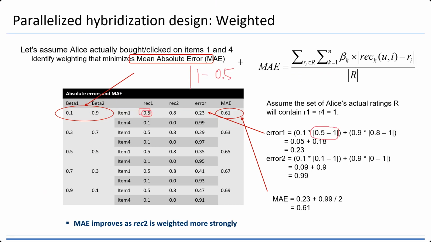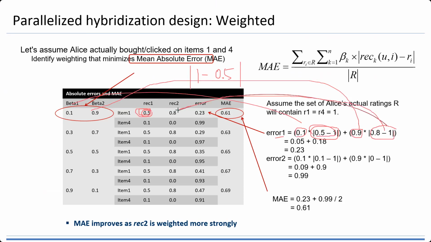So we make it absolute. The absolute means we want to make it positive. So the error 1 is 0.1, which is the weight beta 1, multiplied by the error of recommender 1, plus 0.9, which is the weight for beta 2, multiplied by 0.8 minus 1. We assume that 1 is the best, so the error is 1 minus the score. The score error is 0.23 from this one.